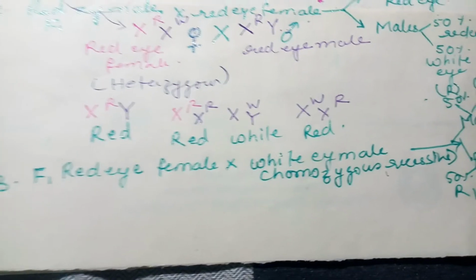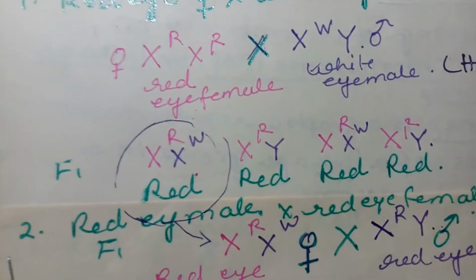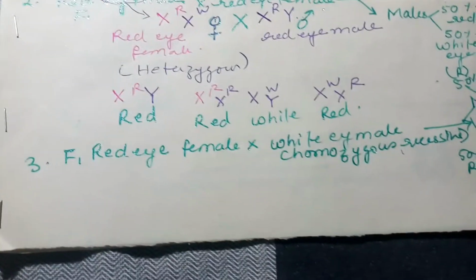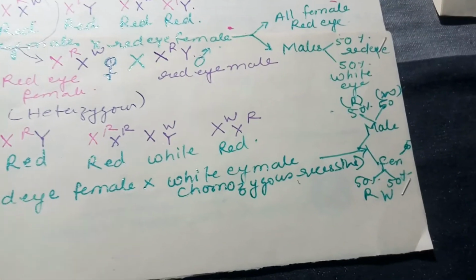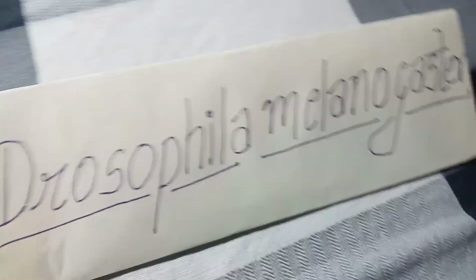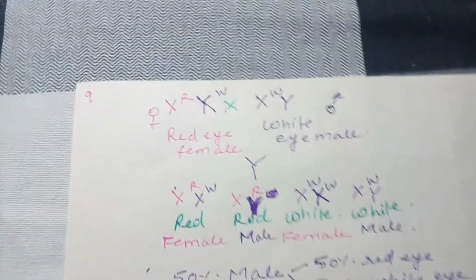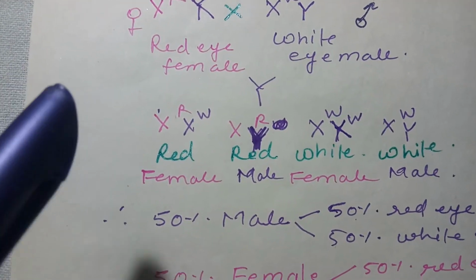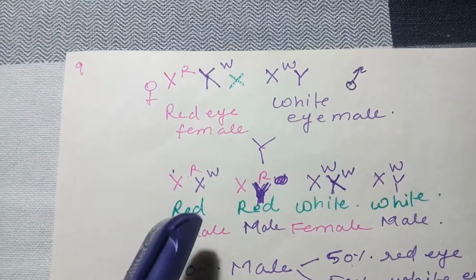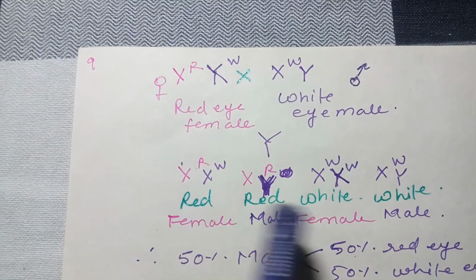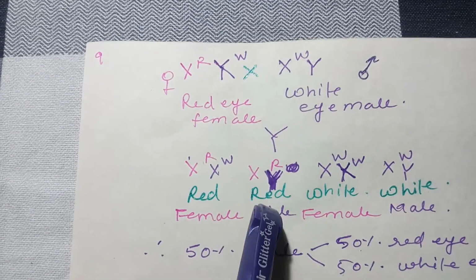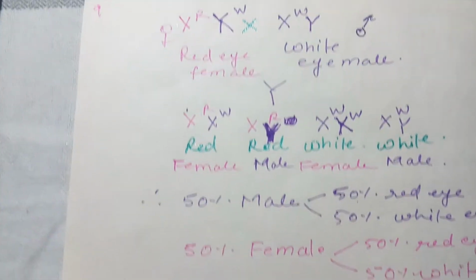Then he performed the third cross, in which the F1 red-eyed female, this one, is crossed with the white-eyed male. Now let's check the possibility of the result. When this is done, you will see that in the female, one is red-eyed, one is white-eyed. In the male, one is red-eyed, one is white-eyed.